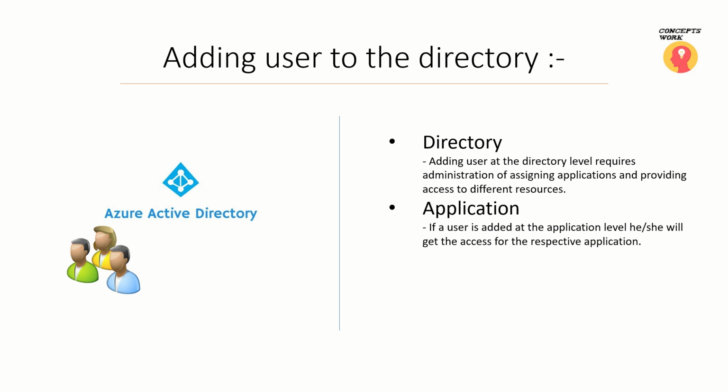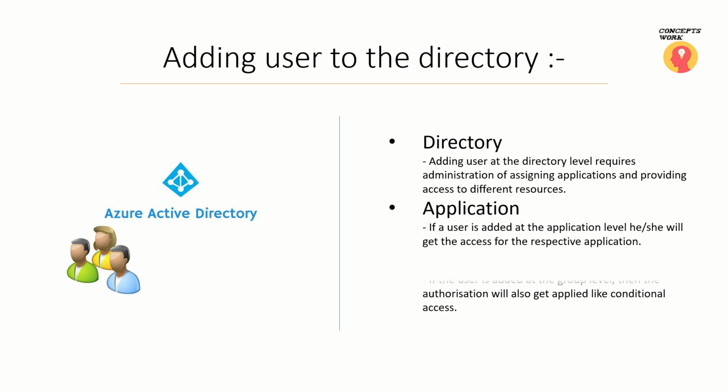So if we go by the option of choosing the directory, we'll first add the user at the directory and then assign the respective applications to that particular user. When you add a user at the application level, the user will get the access, and an object for that particular user would be created by default in the directory.